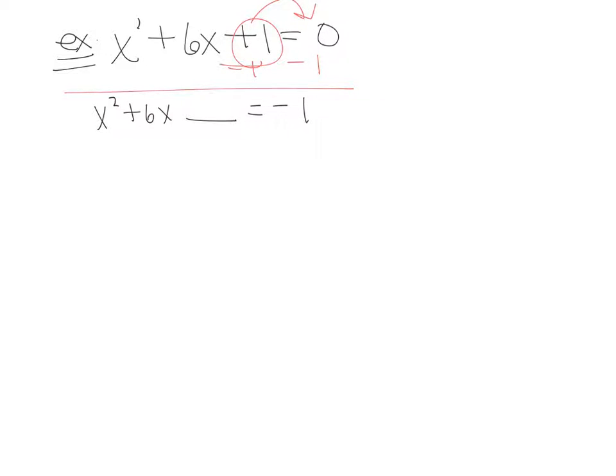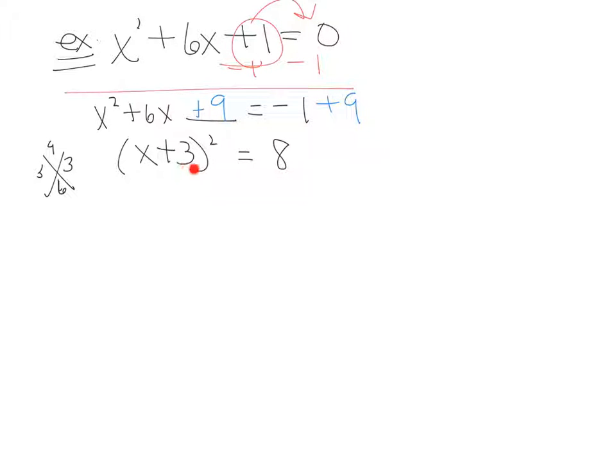I gotta complete the square. So I'm going to take half of 6, 3, square it, 9. So I'm going to magically add 9 on this side. Because I'm magically adding 9 on that side, I've got to magically add 9 on my other side. So now I'm going to factor my left side. 9 on the top, 6 on the bottom. Factors, 3 and 3. So I have x plus 3 squared equals 8.